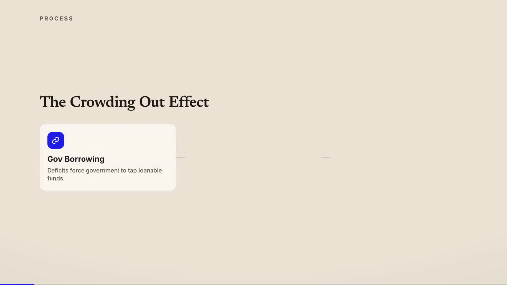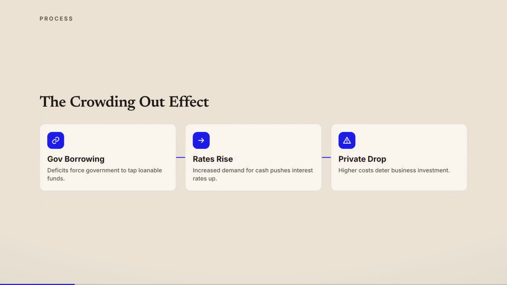Expansionary fiscal policy often leads to budget deficits, where spending exceeds tax revenue. To fund this, the government borrows from the pool of loanable funds. This increased demand for money can lead to crowding out. As the government borrows more, interest rates rise. These higher rates make it more expensive for private businesses to take out loans for new projects, effectively crowding out private investment in favor of government spending.